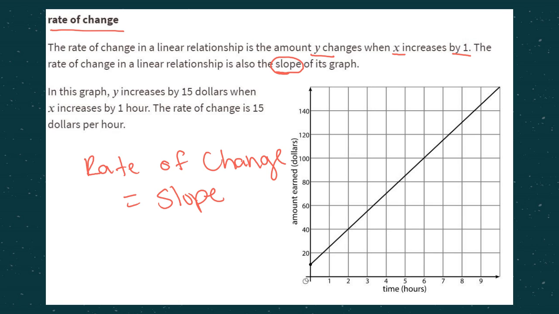So in this graph, y increases by $15 whenever x increases by 1 hour. Therefore, the rate of change is 15. And we could easily pick out 2 points on our line, and we can see from 40 to 100 is 60. So our change in y, or vertical distance, would be 60. And we go from 2 to 6 for our horizontal distance, and from 2 to 6 is 4. And so if I do 60 divided by 4, that gives me 15. So yeah, my slope and my rate of change are the same thing.